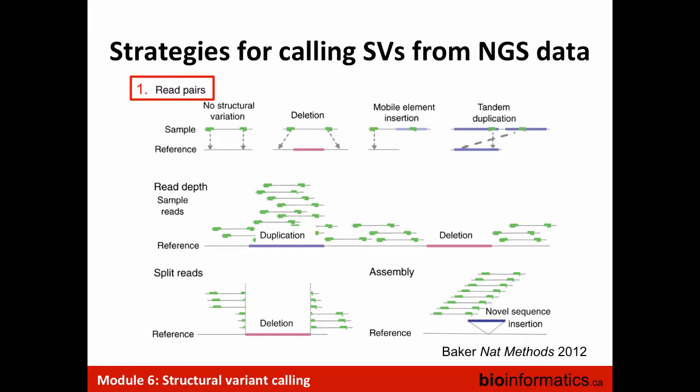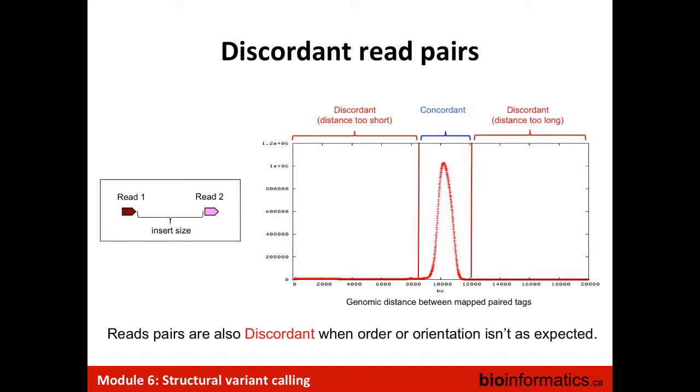So the first broad category or broad strategy to call structural variants is to look at the information of the read pairs. So typically, when you're sequencing fragments, there's a distribution of fragment length that you expect, such that when you map your reads back to the reference genome, you know the expected distance between the two reads based on the fragment length distribution.